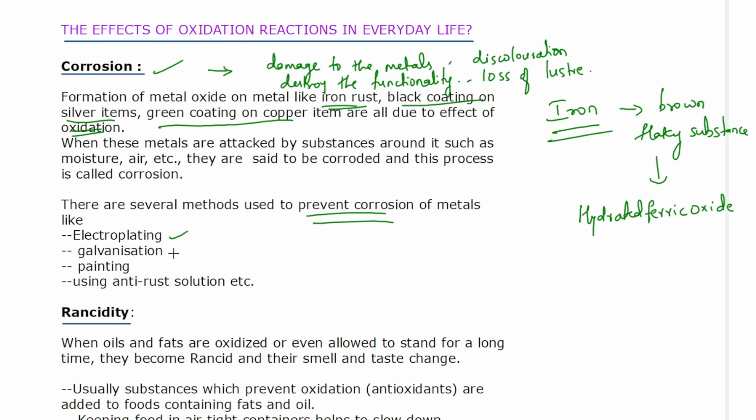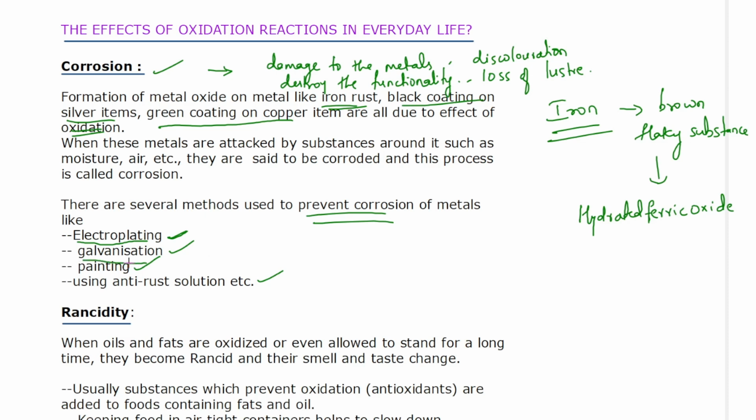By electroplating, galvanization, painting, using anti-rust solution, we can prevent the corrosion of metals. In case of electroplating, we use the process of coating a metal with a thin layer of another metal by the process of electrolysis, which will prevent the metal's corrosion. And the metals which are used in electroplating are like silver, chrome, zinc, tin, etc. It depends on the material which needs to be prevented from corrosion.